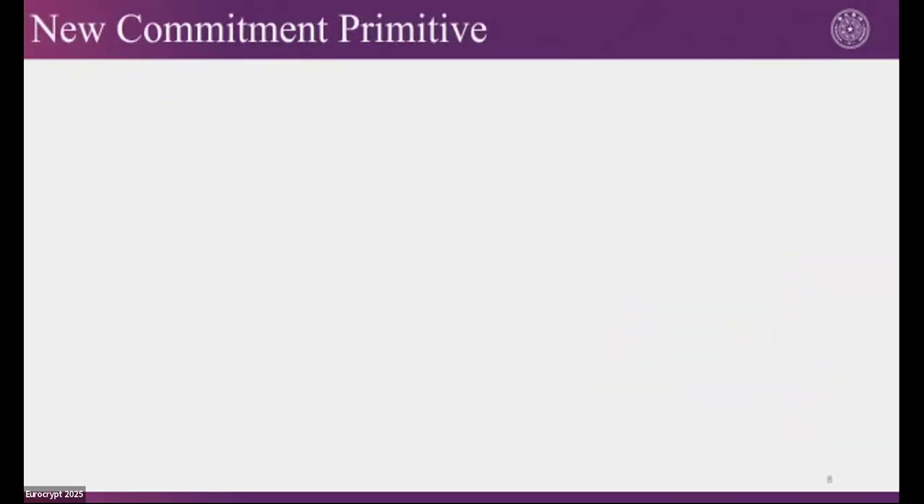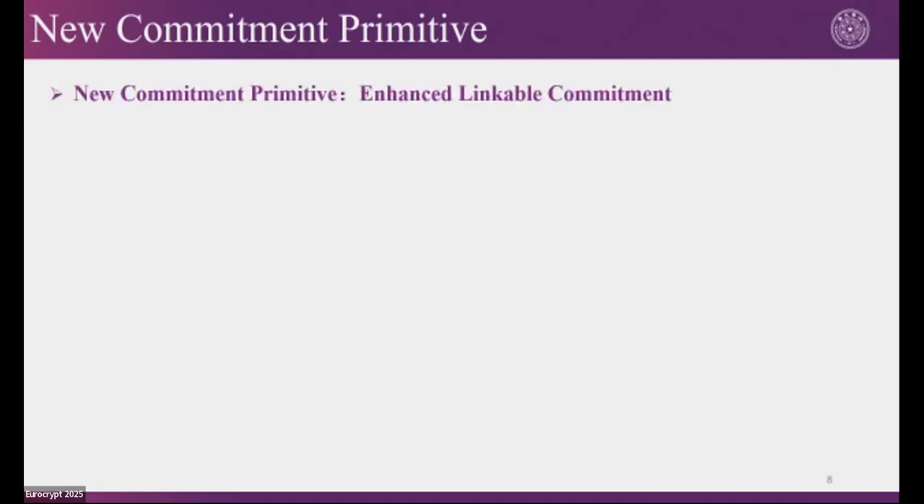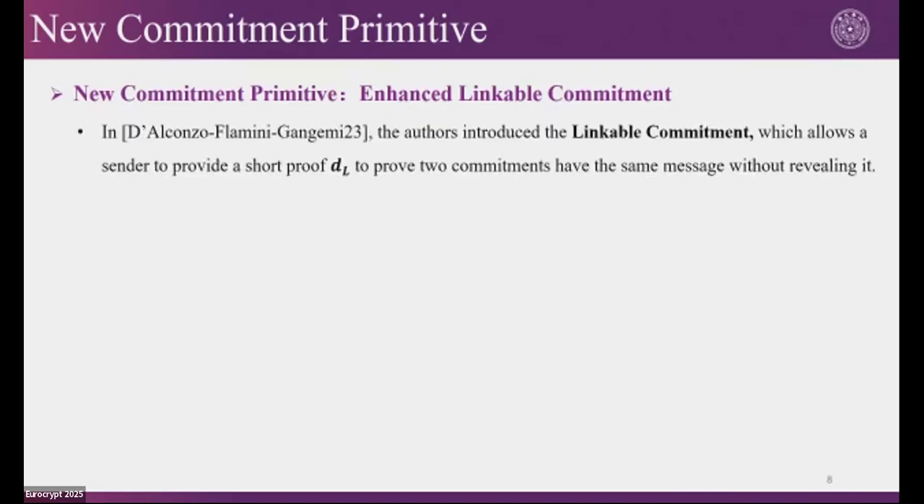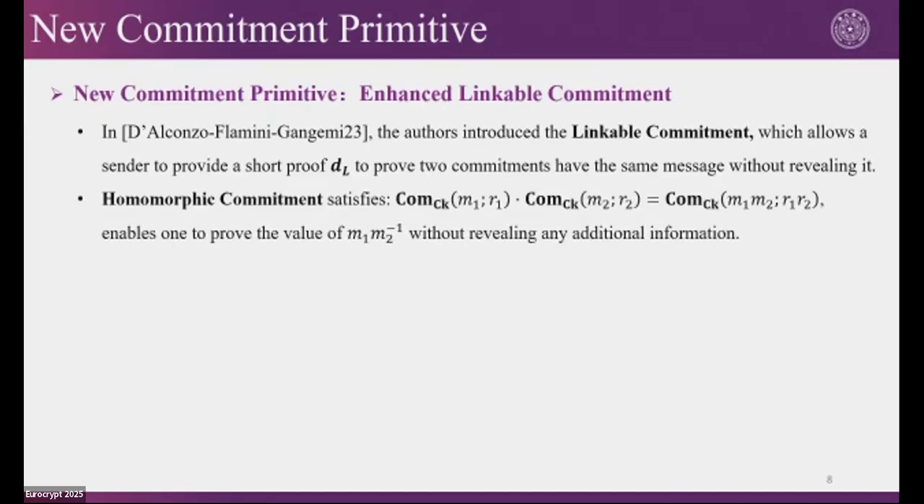Okay, and next we introduce a new commitment primitive, the enhanced linkable commitment. In this paper, the authors introduced a linkable commitment, which allows a sender to provide a short proof to prove two commitments have the same message without revealing it. And we know the homomorphic commitment satisfies such a homomorphic operation, which enables one to prove the value of M1 times M2's inverse without revealing any additional information.